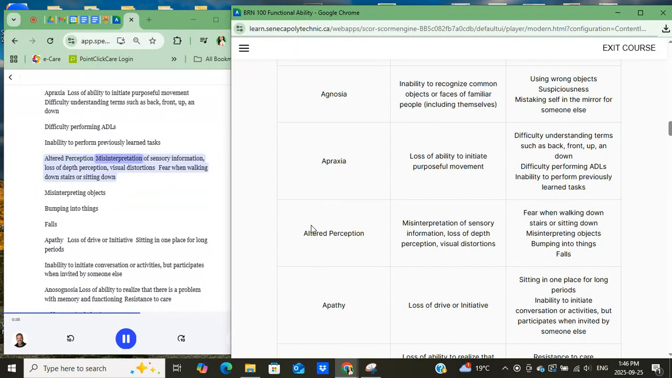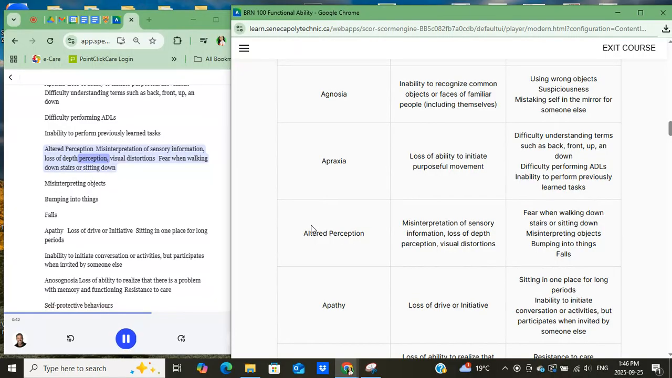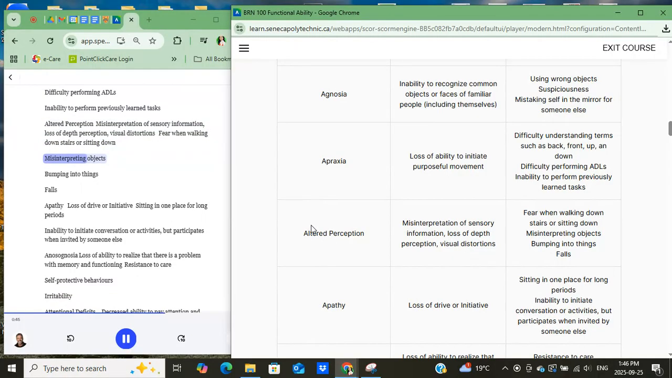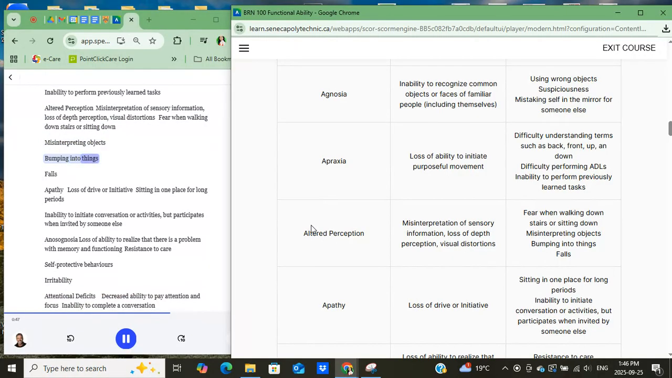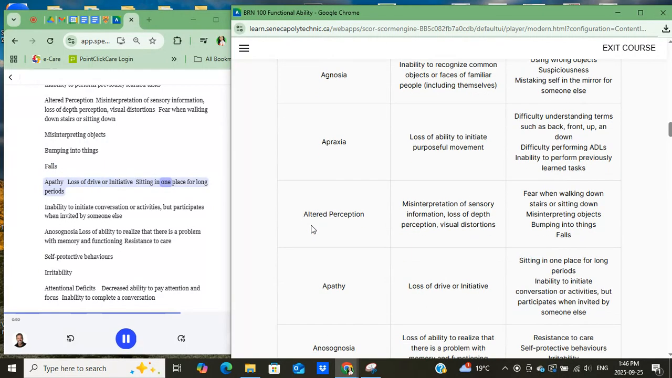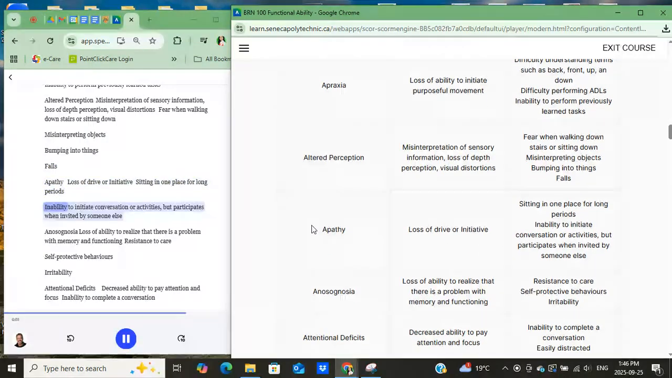Altered perception: misinterpretation of sensory information; loss of depth perception, visual distortions, fear when walking downstairs or sitting down, misinterpreting objects, bumping into things, falls. Apathy: loss of drive or initiative; sitting in one place for long periods, inability to initiate conversation or activities, but participates when invited by someone else.